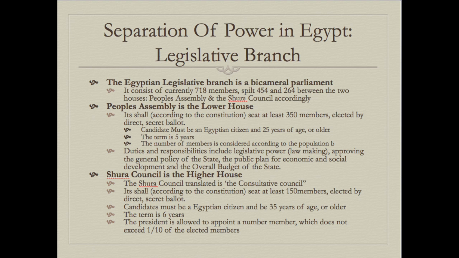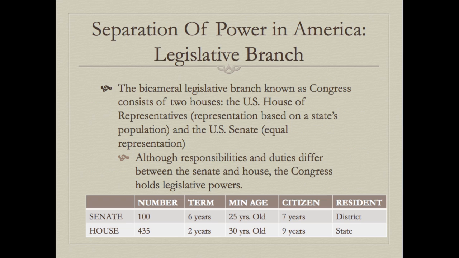Now, the Shuri Council is the higher house. The Shuri Council, translated from Arabic, means the consultative council. It shall, according to the Constitution, seat at least 150 members, elected by direct secret ballot. Currently, it seats 264 members because of the population. Now, candidates must be Egyptian and 35 years of age or older. The term is 6 years, which is exactly the same as in America, but the president is allowed to appoint a number of members which cannot exceed 1/10 of the elected members.